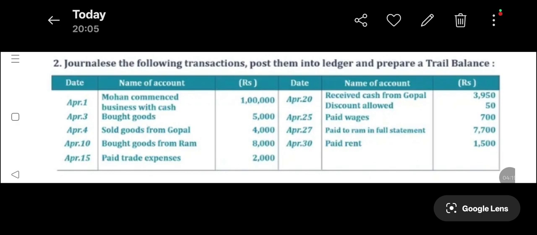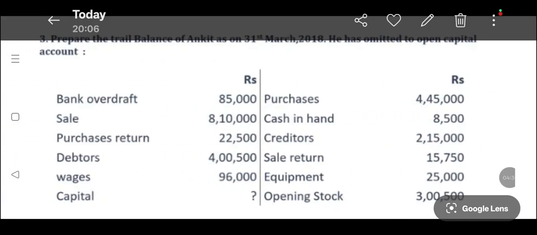And here discount received from Ram is a benefit, it will be shown on the credit side of the trial balance. Rent account is an expense, it will be on the debit side of the trial balance. Question number 3, here we have to prepare a trial balance. So item wise let us discuss whether they are debit or of credit nature.